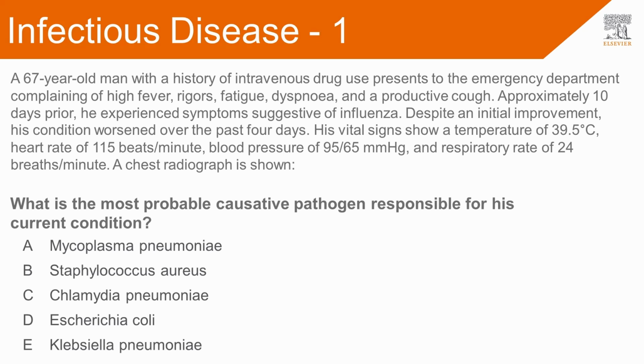He presents to the ED complaining of high fever, rigors, fatigue, dyspnea and a productive cough. Ten days prior, he had symptoms suggestive of influenza. Despite the initial improvement, the condition worsened over the past 4 days. The vital signs show a temperature of 39.5, heart rate of 115, blood pressure of 95/65, and a respiratory rate of 24. Let's take a look at the chest x-ray now.